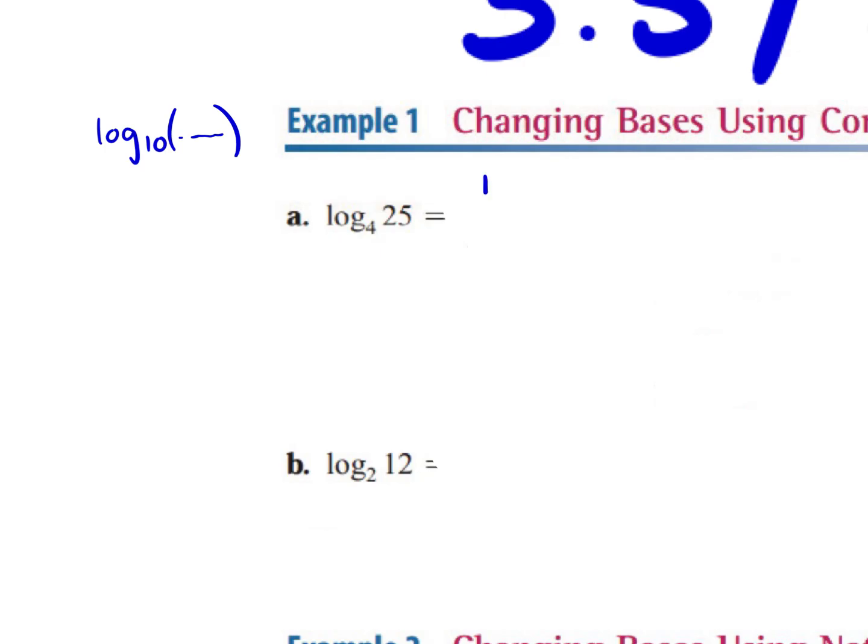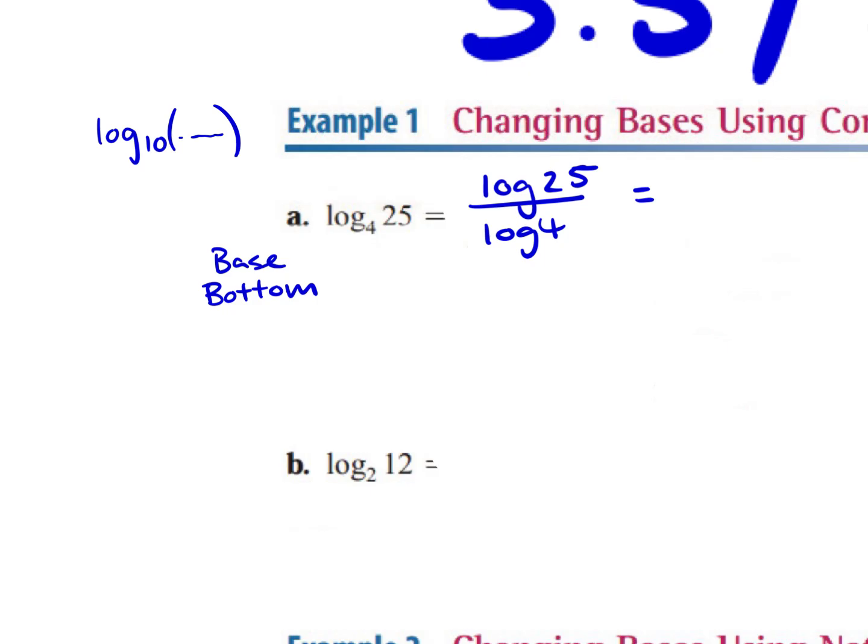The change of base formula: we do log of 25, so the log of the big number over the log of the base, so log of 4 would go on the bottom. So base is the bottom. Then we're going to put this in the calculator. You can totally put this all in the calculator at once. You just have to be careful with the parentheses.